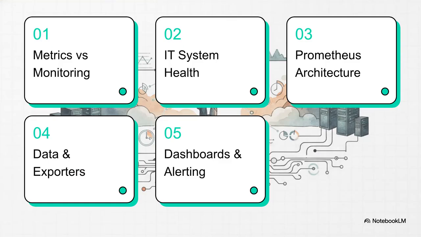Here's a quick look at our roadmap. We'll start with 1. Metrics versus monitoring, then move to 2. Measuring IT system health, 3. The Prometheus architecture, 4. Exporters and gathering data, and we'll wrap up with 5. Dashboards and effective alerting. Let's get right into it.